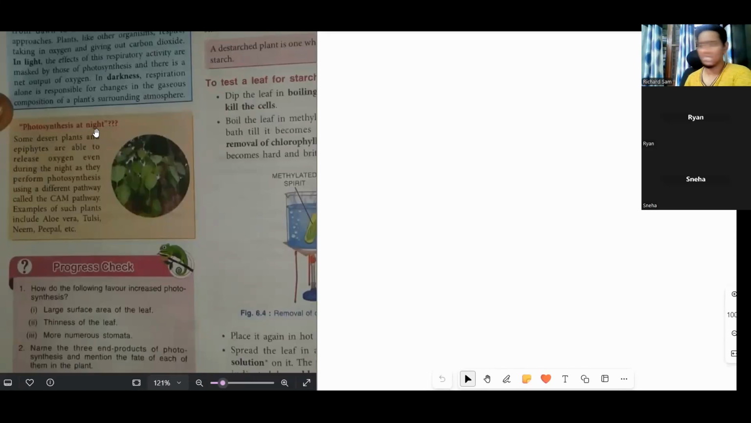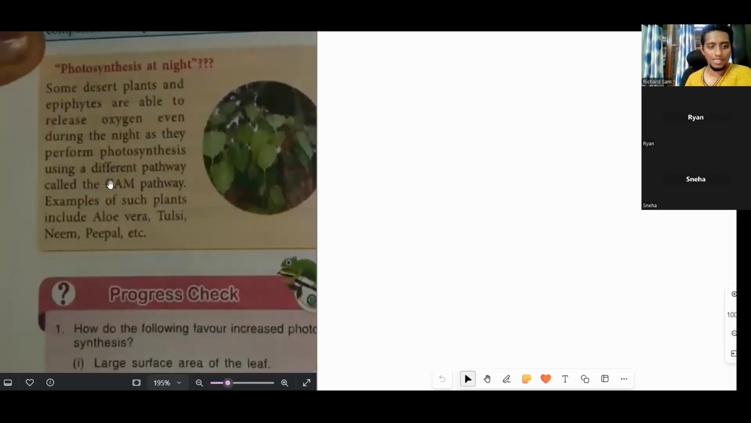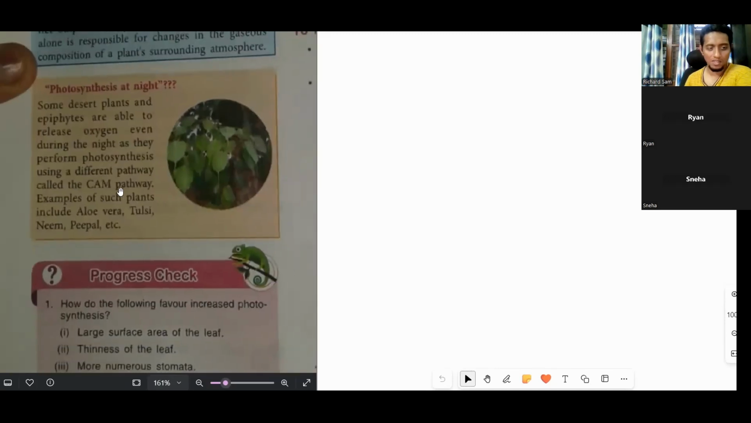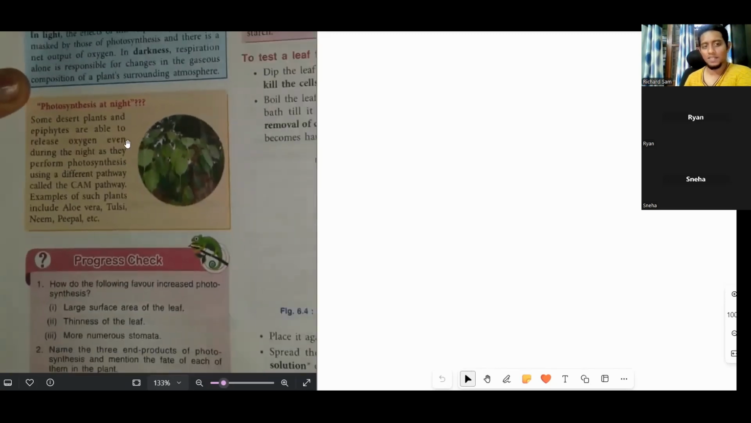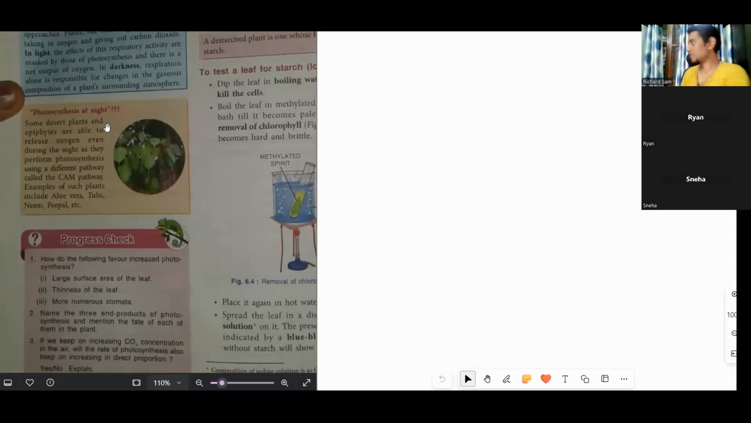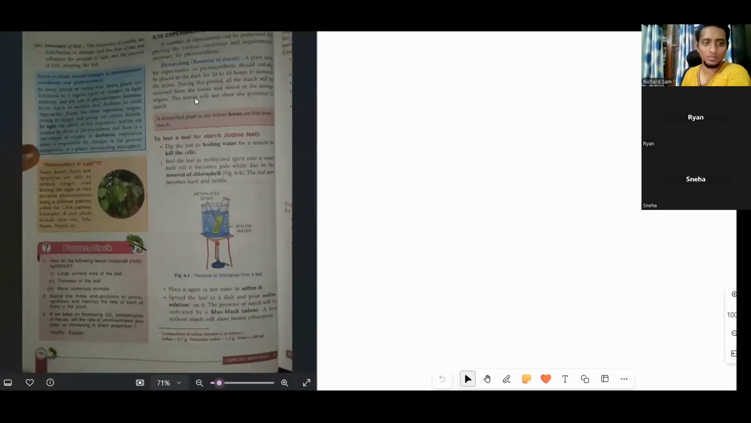Does photosynthesis happen at night? Okay, so there are some plants which perform photosynthesis even in the night, but they use a different technology. It's called the CAM pathway. You don't study about that, but it is able to perform photosynthesis without the presence of light.